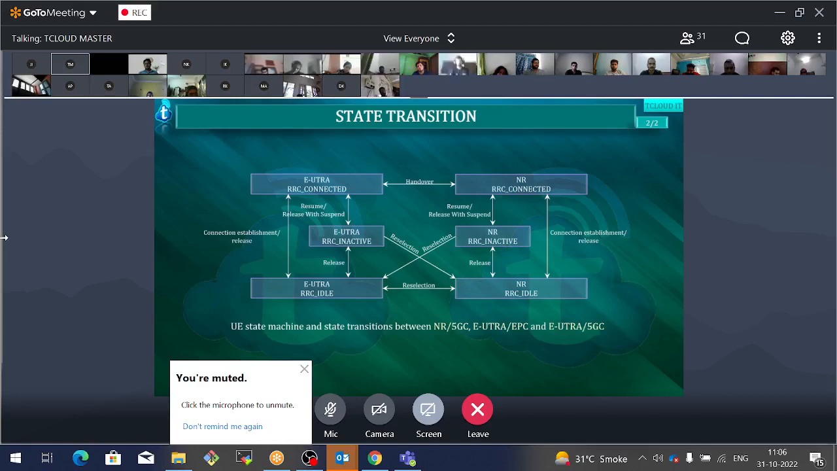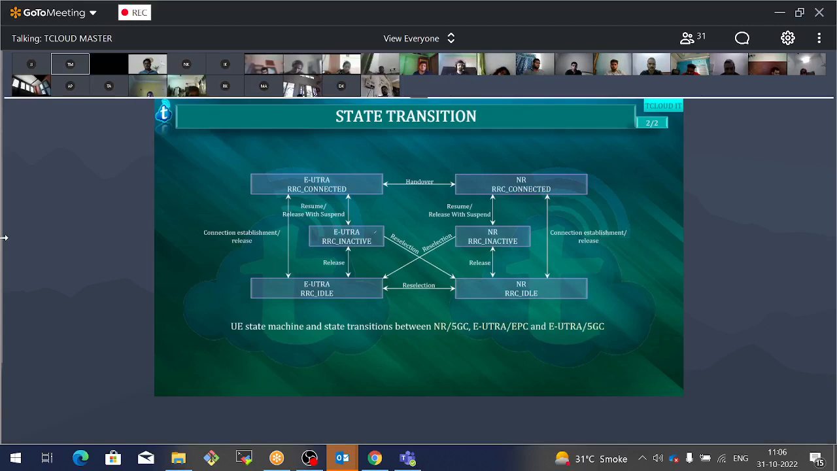So the transition is a long path. If you are inactive, you go here, you get a connection, then go to inactive. That too, if you are not doing anything, or the same way. From here, you will go into RRC idle, get connected, and then come back to inactive. You can't straight away move from inactive to inactive.